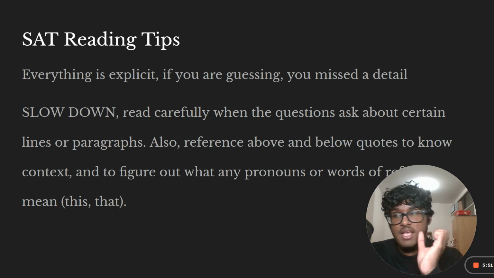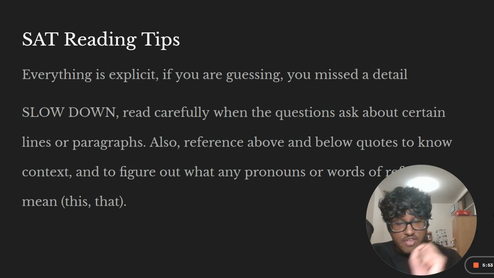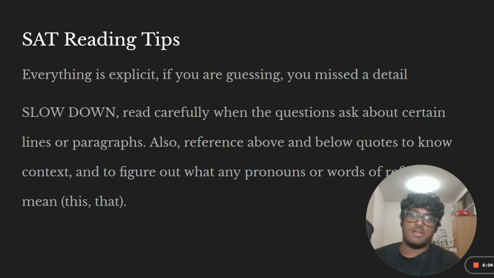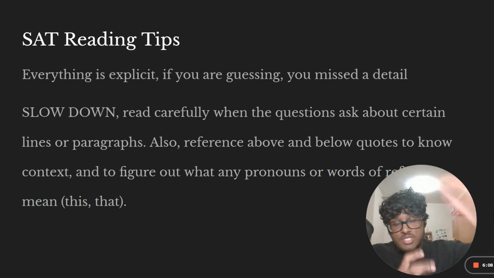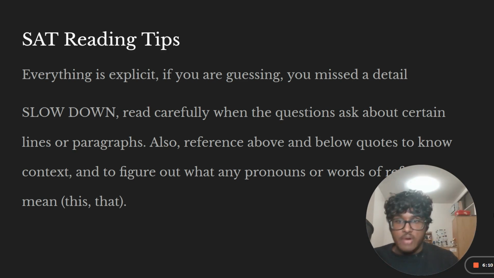You're going to have to look for a specific quote, a specific part of a passage that entirely explains an answer point. If you're guessing or you're estimating or you're not referencing the passage and finding your answer choice, you've missed a detail or you're simply not doing that. Slow down. How can you read so deeply and explicitly if you don't slow down your reading?